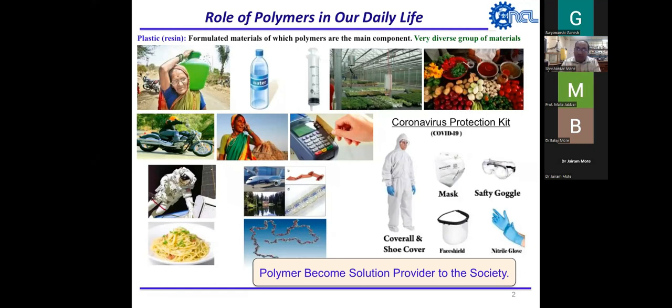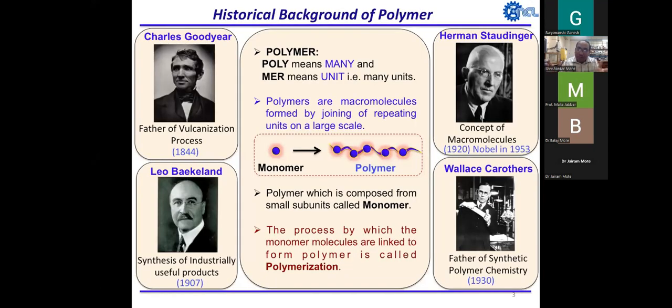Before going into details about polymers, let us see what the background of polymers is, or what polymers are. A polymer has small macromolecular units joining together. Poly means many and mer means units. So many units join together to form a large macromolecule called a polymer. Here you can consider this as a monomer, which joins together to form a large macromolecule called a polymer. A polymer is composed of small subunits called monomers, and the overall process is called the polymerization process.